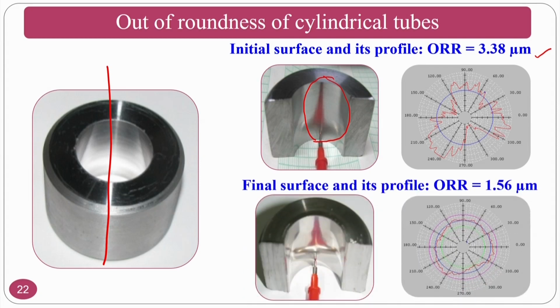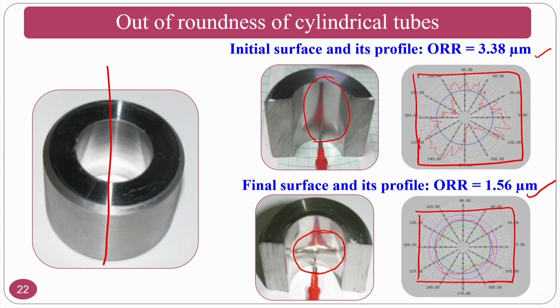After finishing, you can see the image of the pen tip and other things are very much clearer compared to the previous one, and the out of roundness is improved from 3.38 to 1.56, and you can clearly see the out of roundness profiles also compared to the initial one. Okay, that is how you can improve the surface finish and the out of roundness.